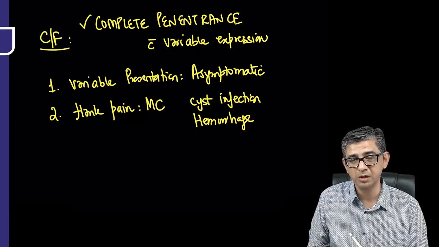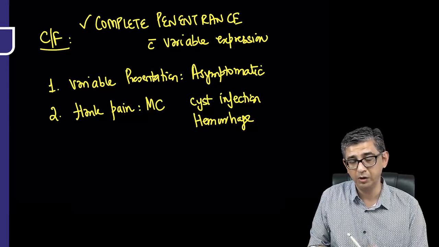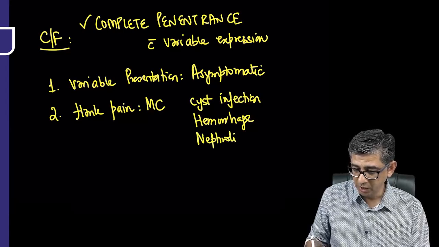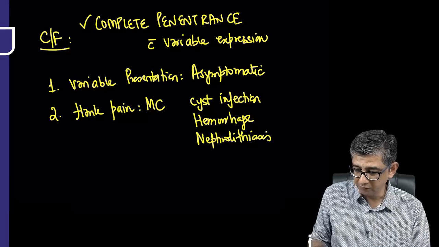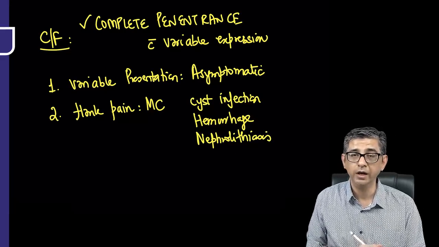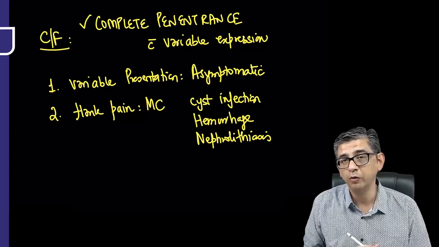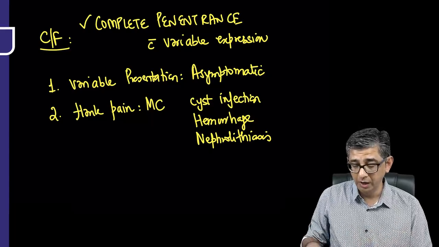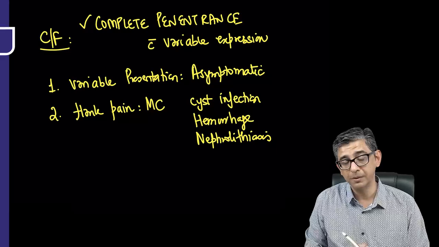So urosepsis is to be considered. Antibiotics have to be given in these patients. And there is also a tendency of these patients to form kidney stones. The most common type of kidney stone that we encounter is calcium oxalate. But if he says what is the commonest type of kidney stone encountered in polycystic kidney disease, don't answer calcium oxalate, then the answer would be uric acid stones.